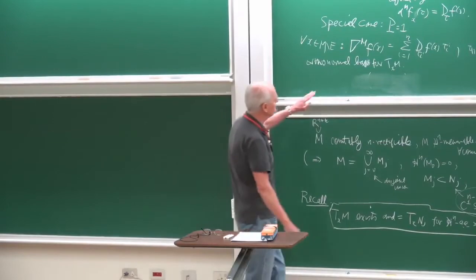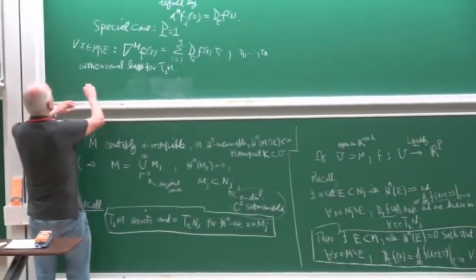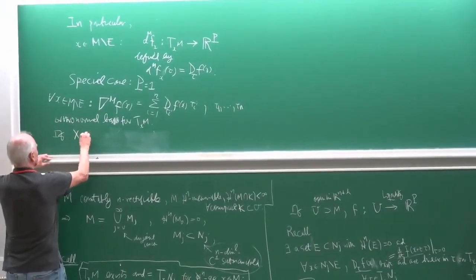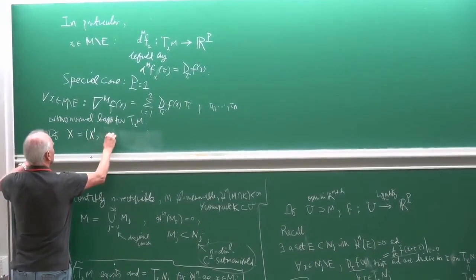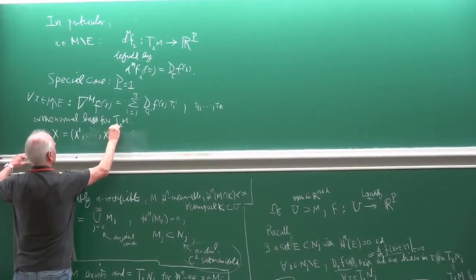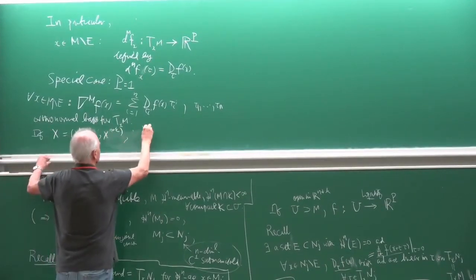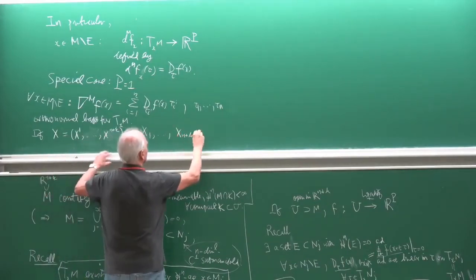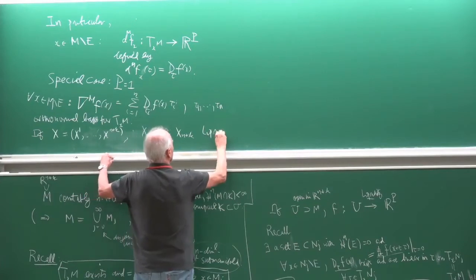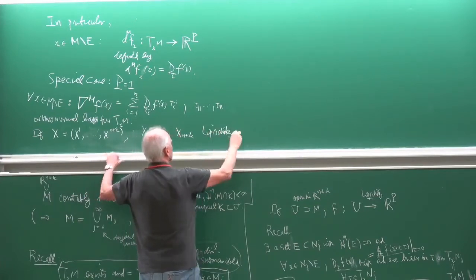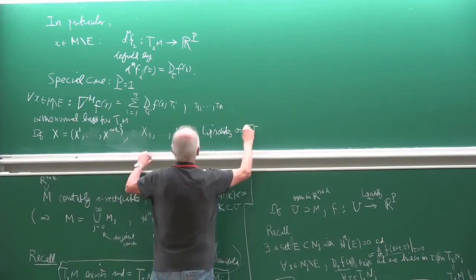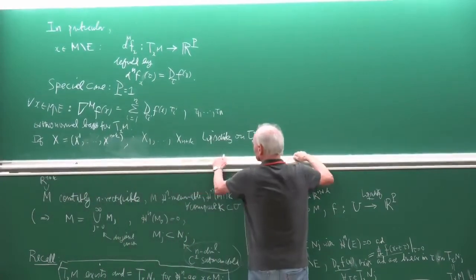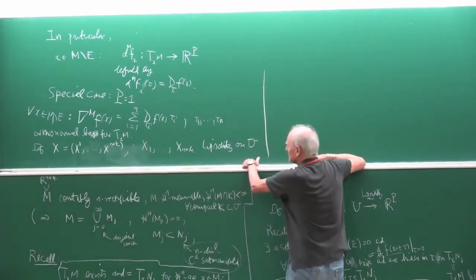So that's no problem. And similarly, if you take a vector field X equals (X1, ..., Xn+k), where these are Lipschitz on U, we can also define the tangential divergence just as we did in the real-valued case.